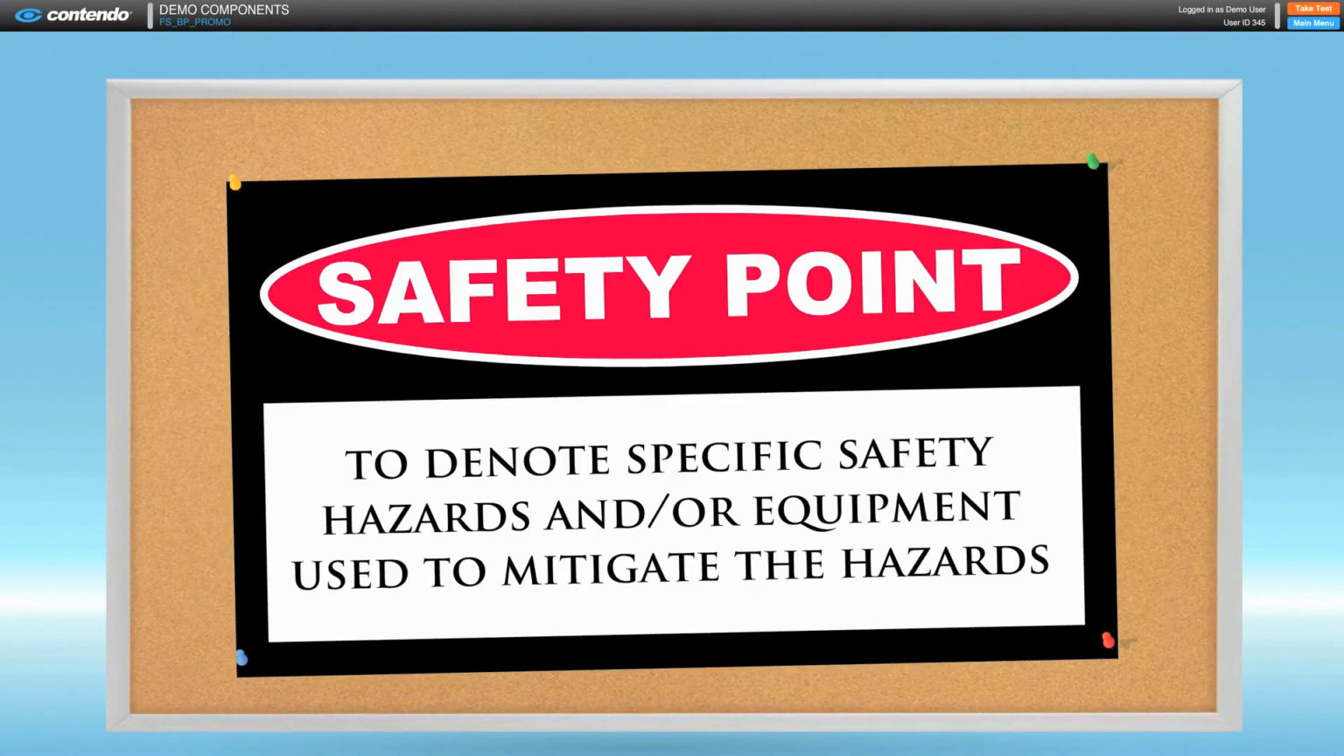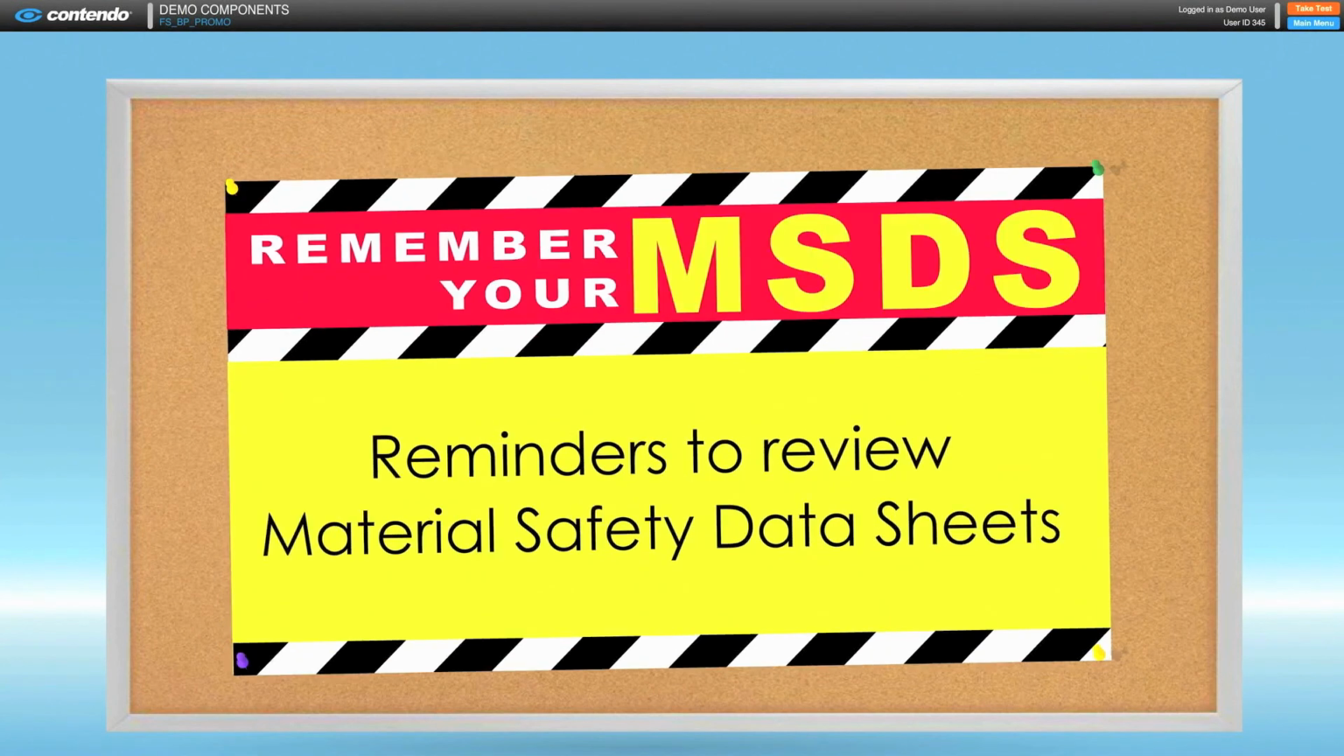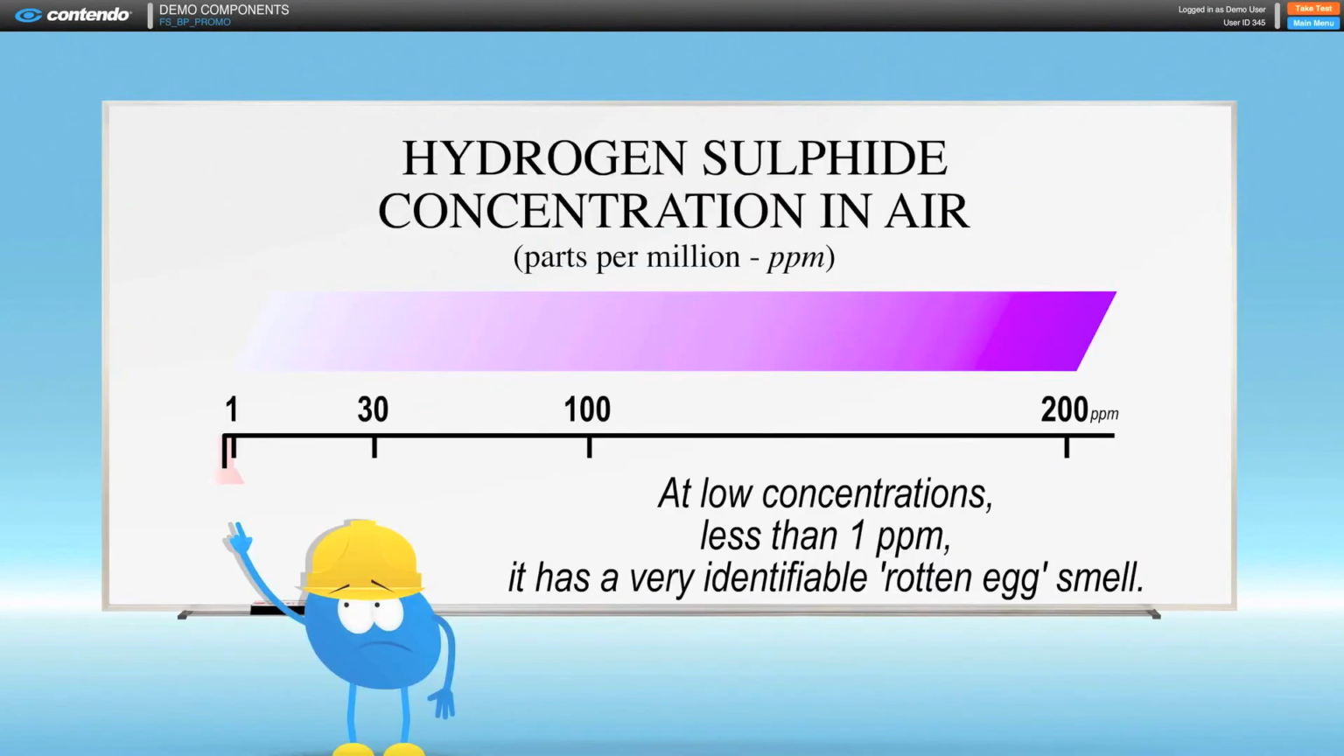These can be represented as safety points to denote specific safety hazards and/or equipment used to mitigate the hazards, cautions to bring attention to possible hazards, or reminders to review material safety data sheets. We use various graphs and charts to explain hazards such as hydrogen sulfide concentrations.